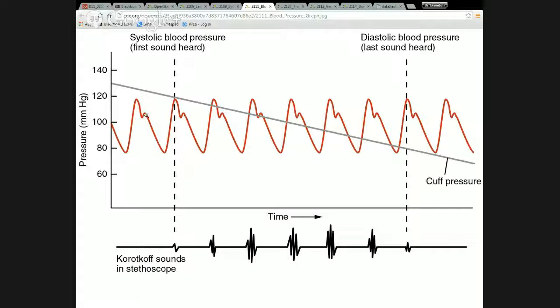This little bump right here represents the closure of the aortic valve. Okay, and you can see that when you're getting real-time data on blood pressure. You'll see, as it's dropping off from systolic pressure, there'll be a little bump in the system. That's the back pressure from the closing valve there.